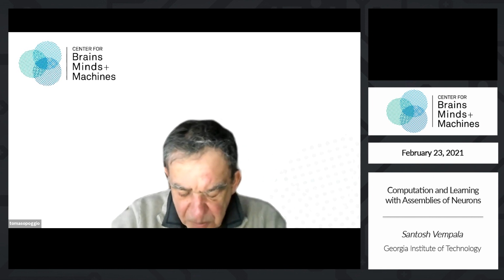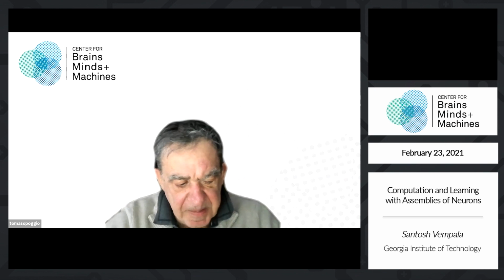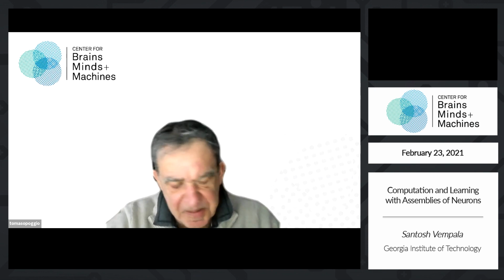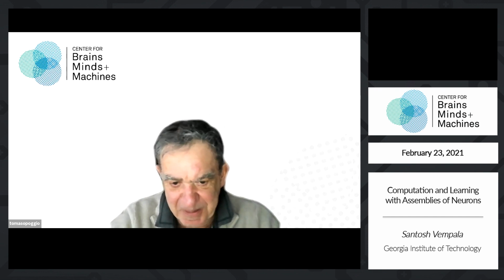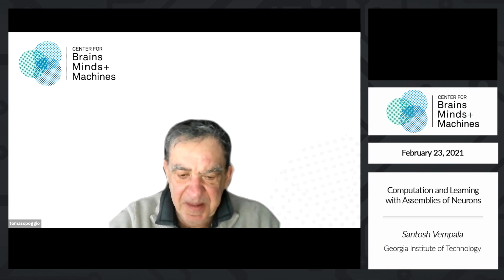Santosh, one question from me: is one assembly kind of equivalent to one neuron in the McCulloch-Pitts deep network kind of framework? And if so, how many assemblies can you have per n neurons?